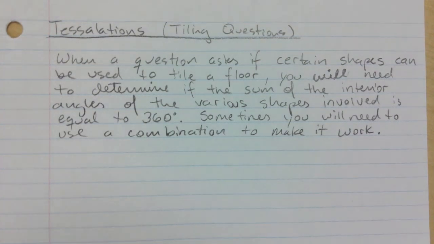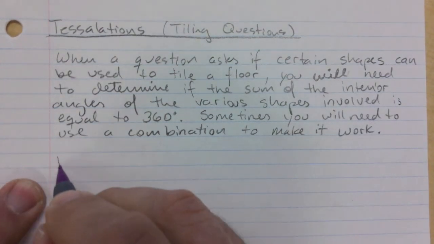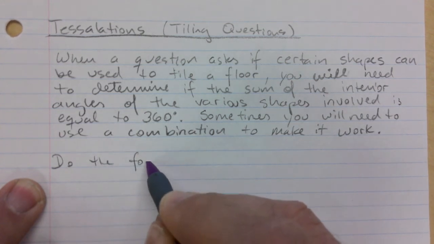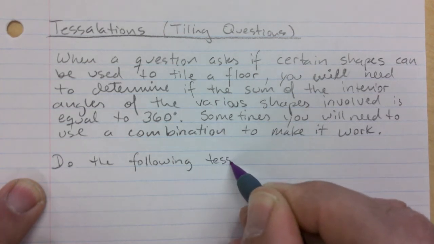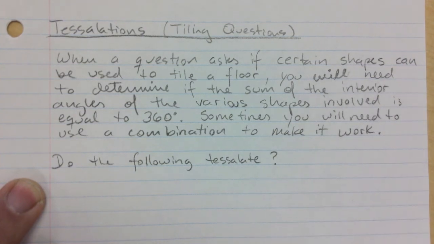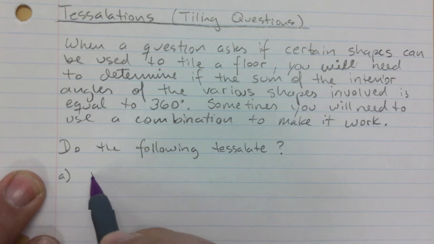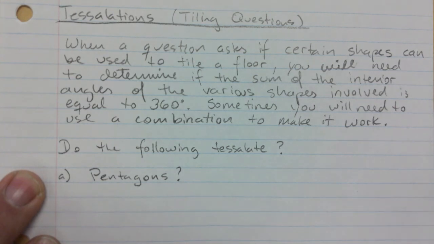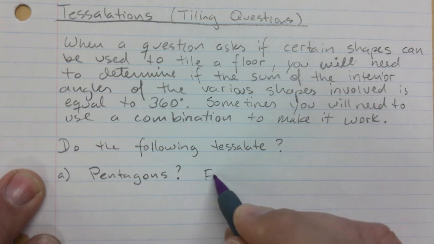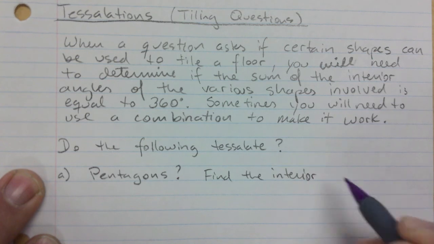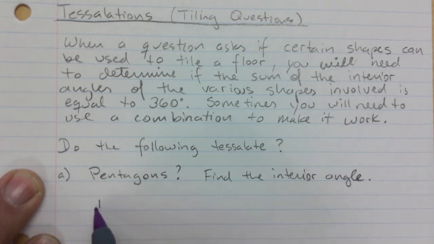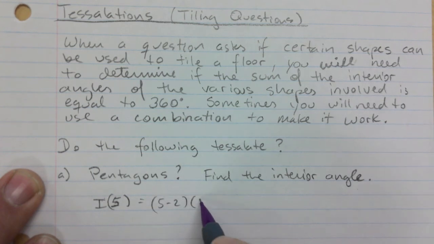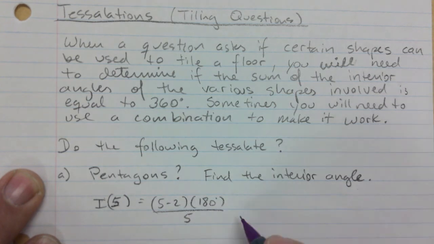Okay, so we're going to keep going with our notes. We're going to do some examples. Do the following: tessellate. Pentagons, could you use them to tessellate? We know that it doesn't work based on the visual I just gave you, but we're going to mathematically show that that's the case. So find the interior angle. We're going to find the interior angle of a pentagon. The interior angle of a pentagon would be (5 minus 2) times 180 over 5, and that's 108.